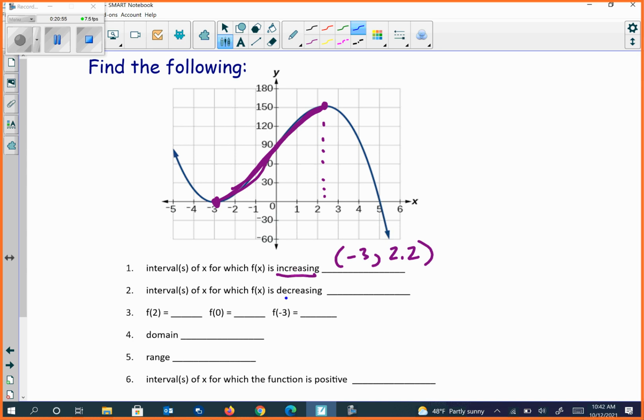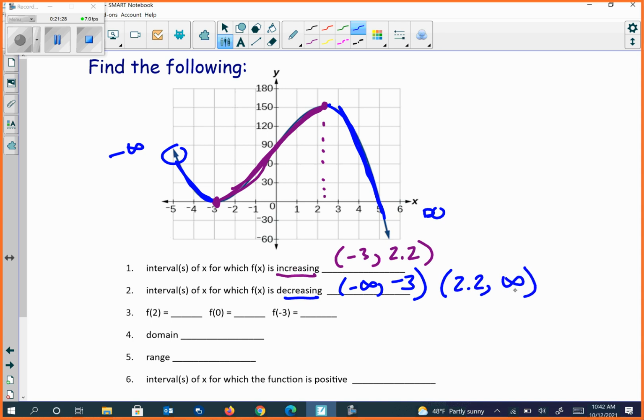Where is our interval decreasing? Well, that's an arrow. It's decreasing there, and it's decreasing there. So as I go to the right, it goes down. I get an arrow at the other end. So this is going out to negative infinity. This is going to positive infinity. So it's decreasing from negative infinity until I get to -3, soft bracket because it's curved. And then from about 2.2 to infinity, it would be a decreasing graph, meaning as I go to the right, it's going down at that point or that location.